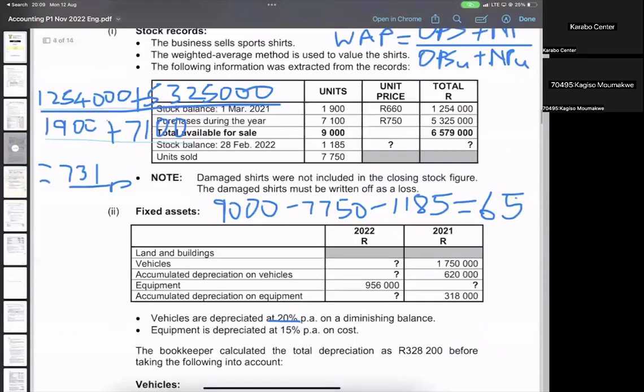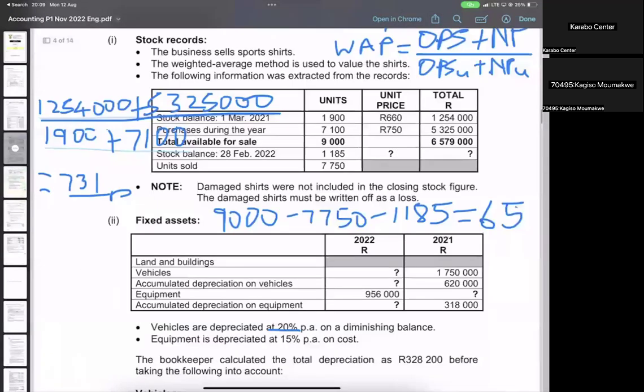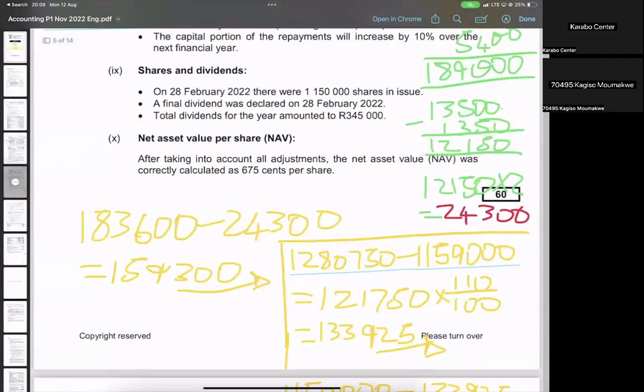You can see the only thing we are given here is ordinary share capital. And you know very well, if you add ordinary share capital and retained income, you get your shareholders' equity. So let's go back to our transactions. Adjustment number 10 says, after taking into account all adjustments, the net asset value was correctly calculated as 675 cents per share.